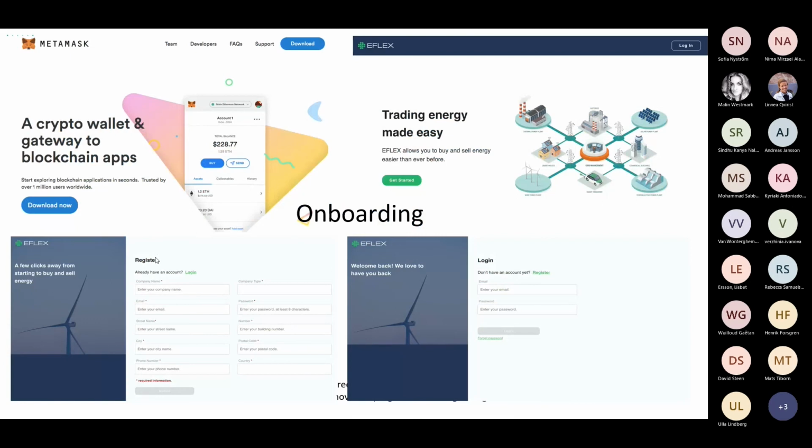Of course, before they do trading, they have to register and also create a wallet. It's a virtual wallet, similar to when we go to the supermarket and buy something, we have a wallet or bank card with us, so that with that we can pay.